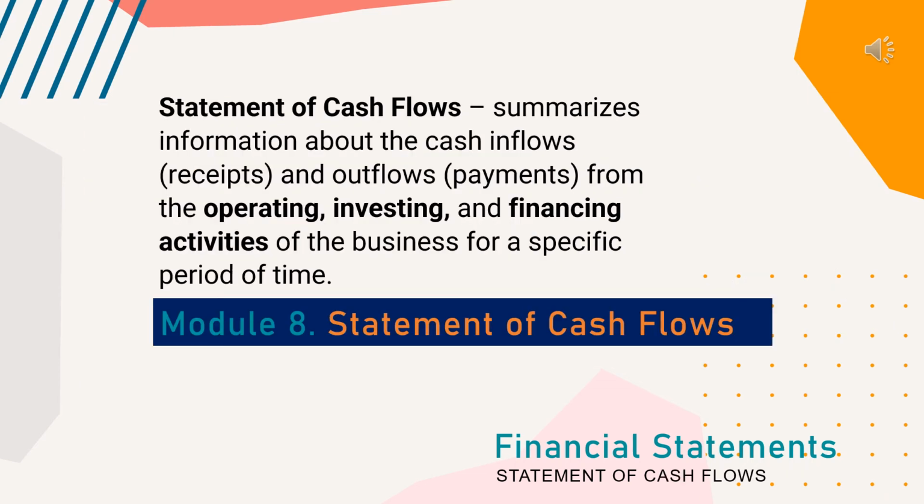The statement of cash flows basically shows how the cash balance has changed from the last reporting period. It summarizes information about both the inflows or receipts and outflows of cash or payments from the different activities of the business, which basically can be classified into three: operating, investing, and financing activities. The statement of cash flows will be lengthily covered in Module 8.